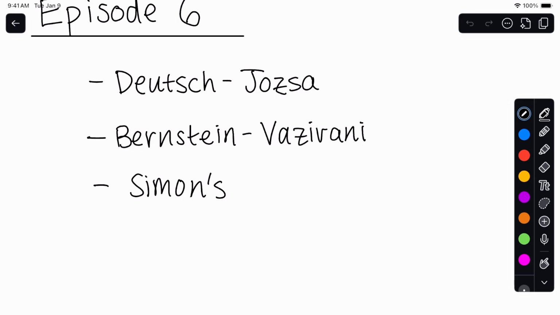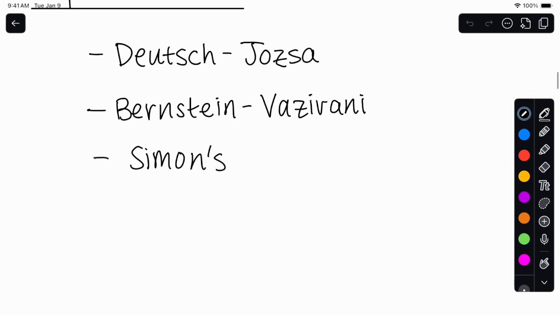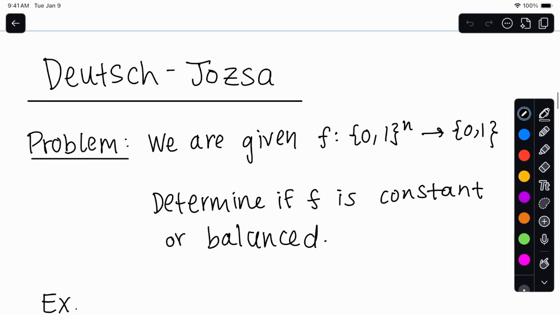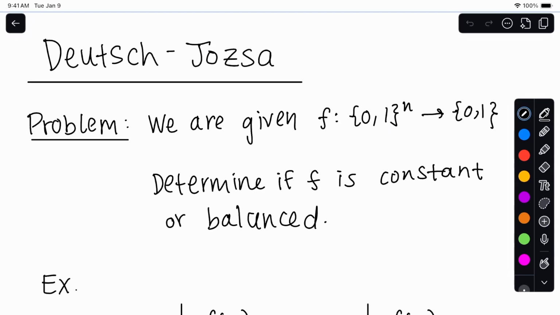So the first thing I want to talk about is the Deutsch Jozsa algorithm. The general problem statement here is that we're given some function which goes from the bit strings of length n to 0 or 1. Just remember that this notation just means all the bit strings of length n, and then the output is either 0 or 1. The goal is to determine if f is constant or balanced.